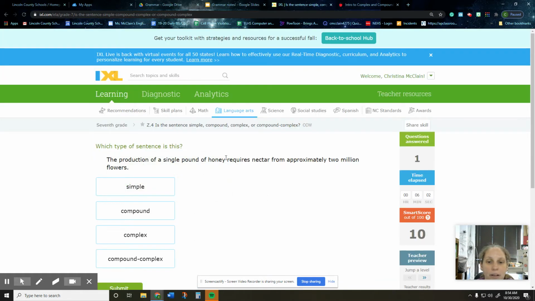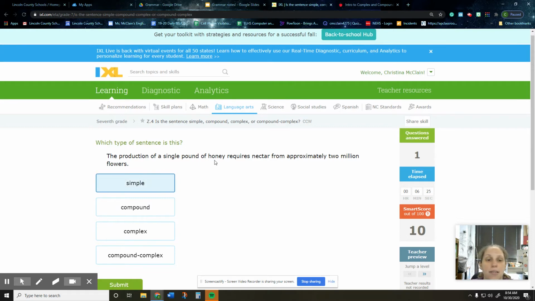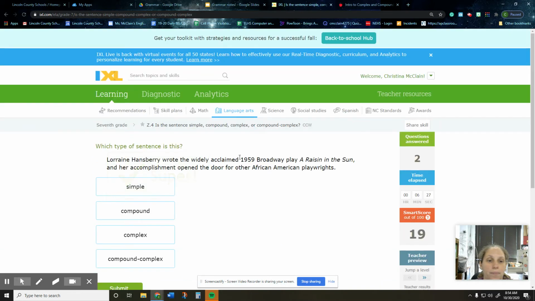The production of a single pound of honey requires nectar from approximately 2 million flowers. Production of a single pound of honey is my complete subject. It requires nectar from approximately 2 million flowers is my predicate. There don't seem to be any subordinating conjunctions or relative pronouns, so I don't think I have a dependent clause. So this is a simple sentence.